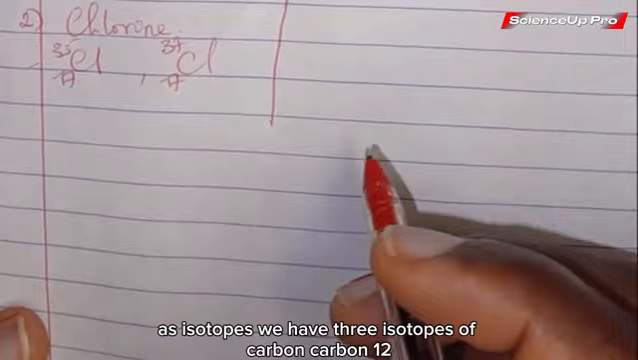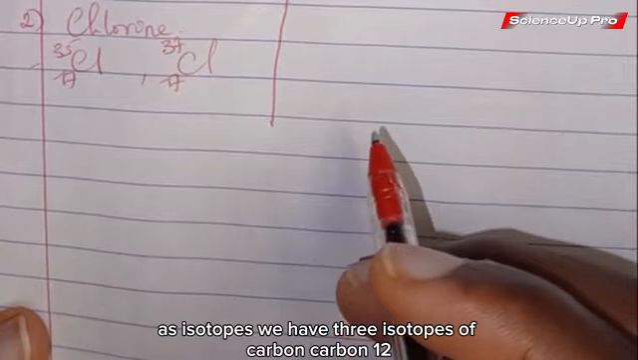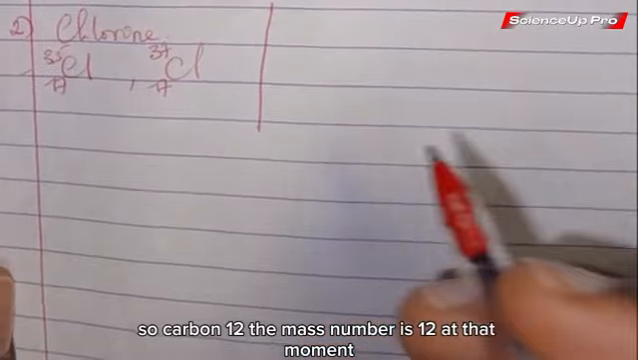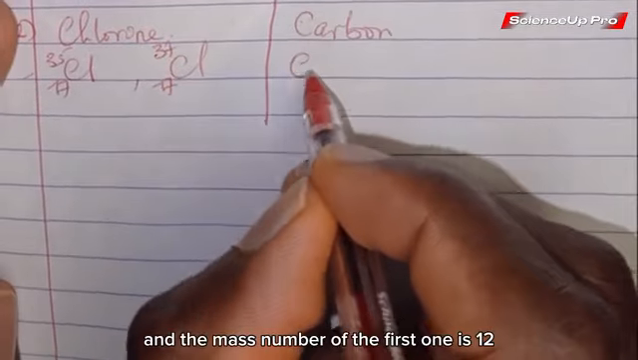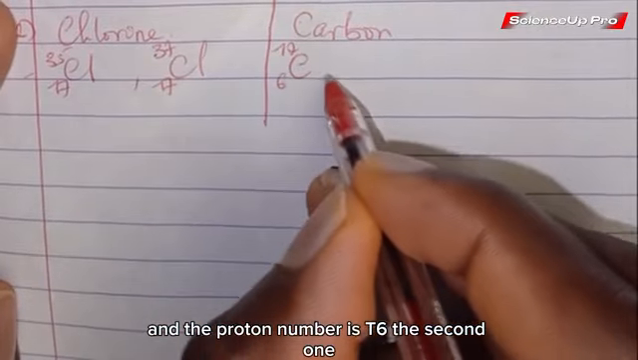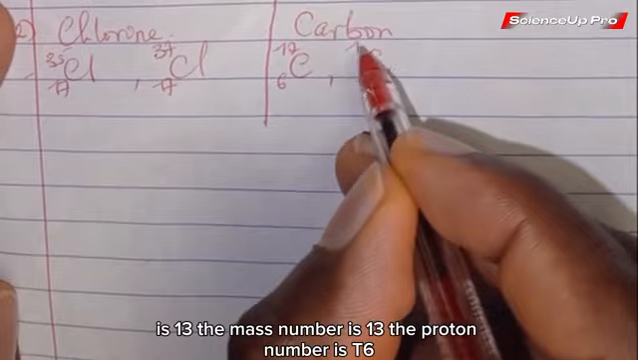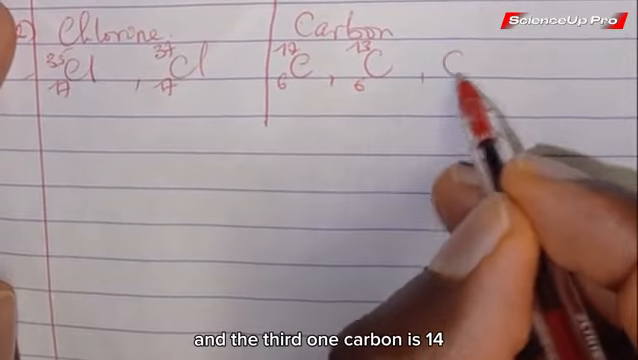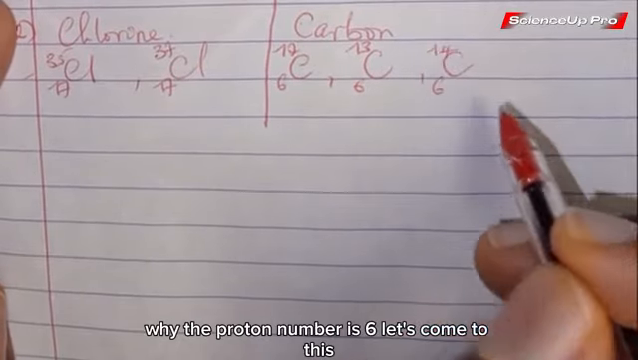Carbon also exists as isotopes. We have three isotopes of carbon: carbon 12, carbon 13, and carbon 14. For carbon 12, the mass number is 12 and the proton number is 6. The second one has a mass number of 13 and the proton number is 6. And the third one is carbon 14. Why is the proton number 6?